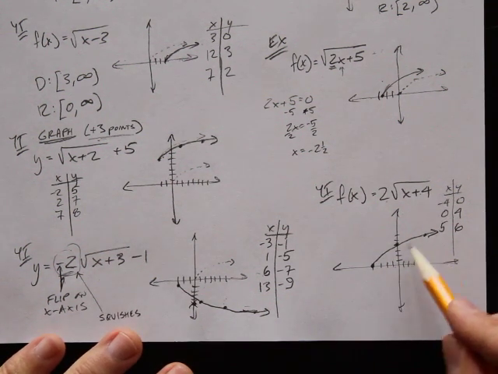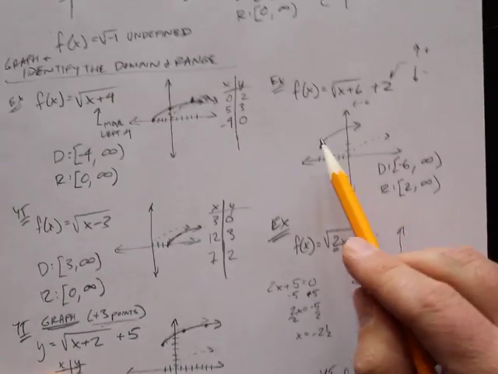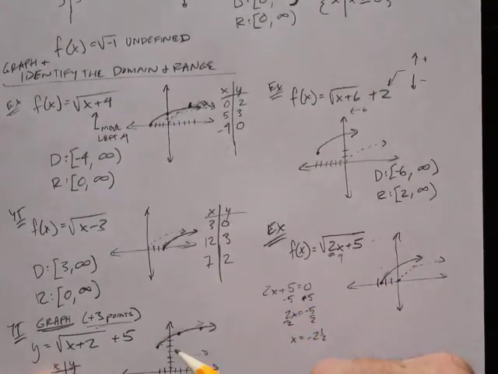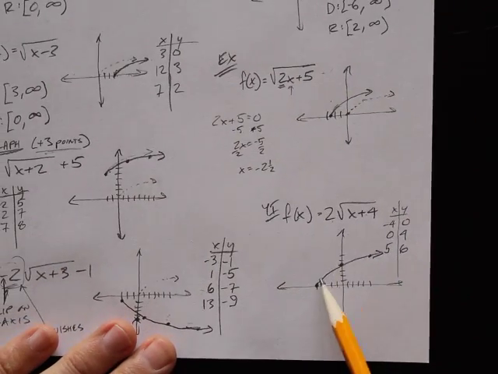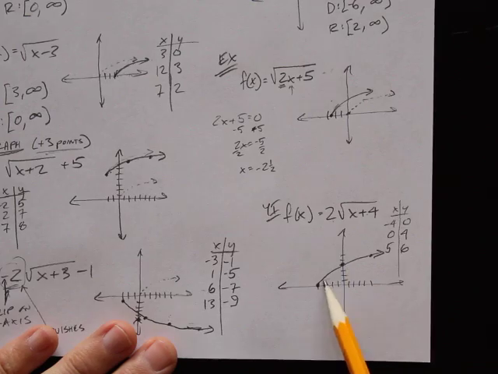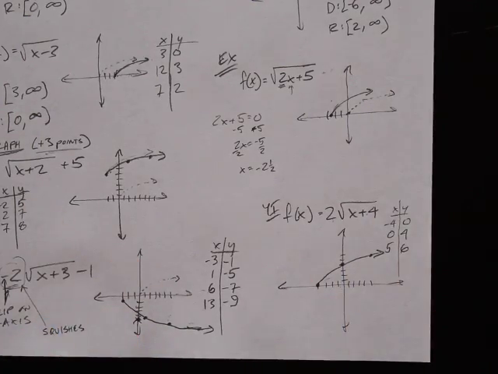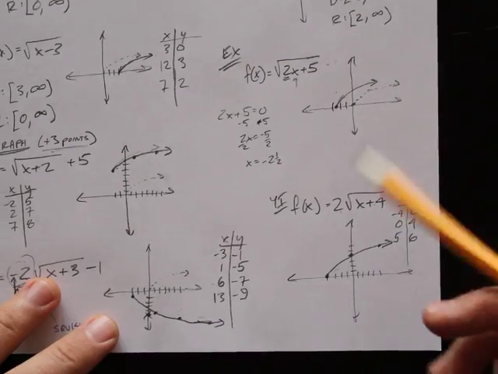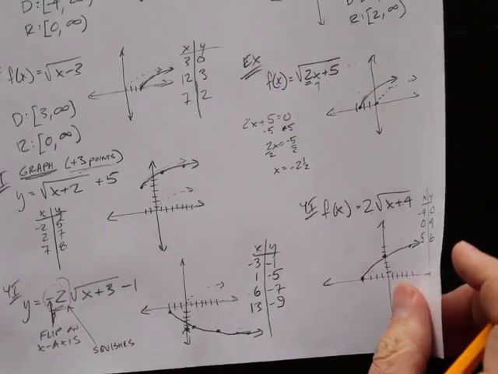Notice how this is steeper than some of these other ones that we drew. These are more flat, right? These ones are steeper because they are multiplied by 2 here, so they get squished this way or pulled this way. I don't know, however you want to say it. All right, last example.